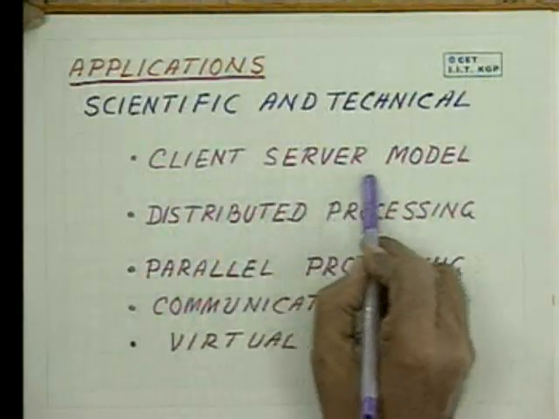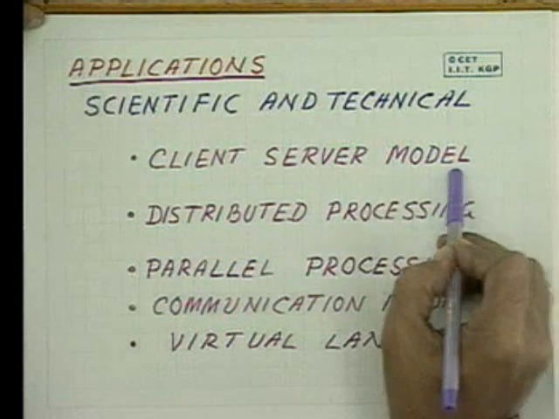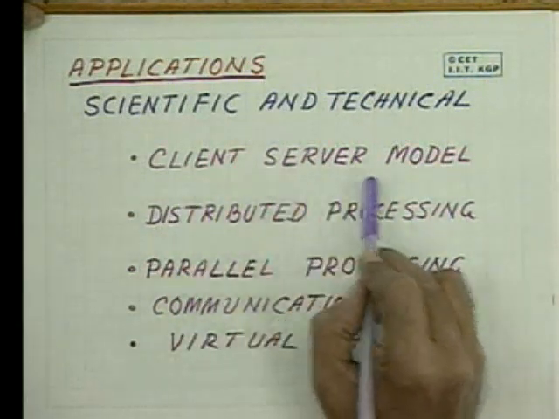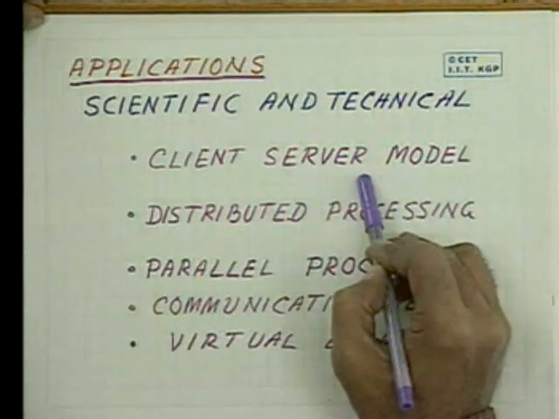Now, because of the computer networks, various applications are emerging using the computer network environment. As you know, the computers were developed for scientific and technical computing, but the scientific and technical computing can now be done in an altogether different manner by using computer network. For example, you can deploy client server model. In other words, because of availability of computer network, client server model or client server paradigm is becoming widespread. What is client server paradigm?